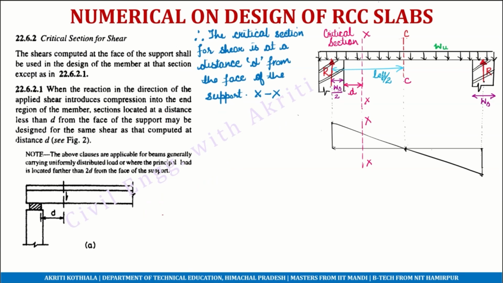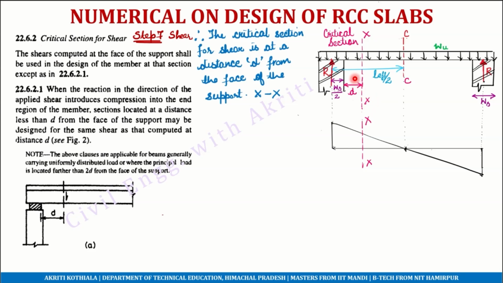So moving on to the next step, step 7, shear. So as per clause 22.6.2, we will be considering the critical section for shear at distance D from the face of the support. So from the face of the support, the critical section will be at distance D. So this is the clause which we are using.